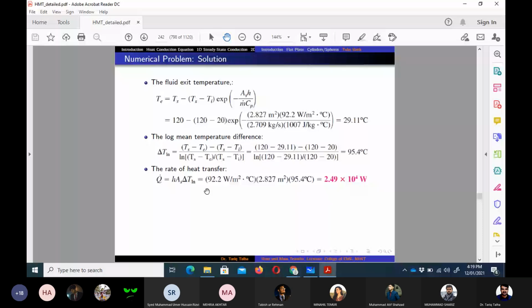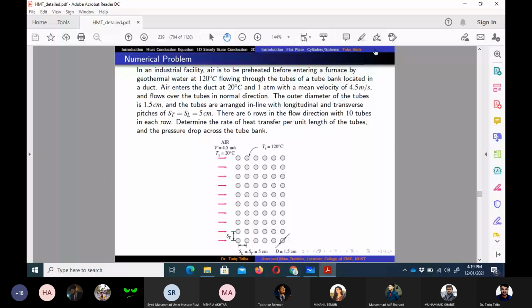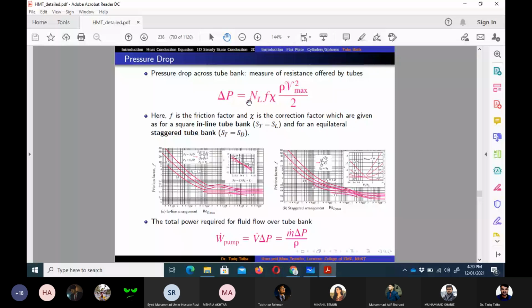The second part, if you go back to the statement, is to determine the pressure drop. For the pressure drop, we need this formula: delta P is equal to NL into Fx rho V max squared upon 2. Now the x value would be equal to 1. Why is that? Because ST is equal to SL, the geometrical correction factor would be equal to 1, because the pitch in the transverse direction is equal to the pitch in the longitudinal direction. So the only thing we don't know here is F, which is the friction factor.